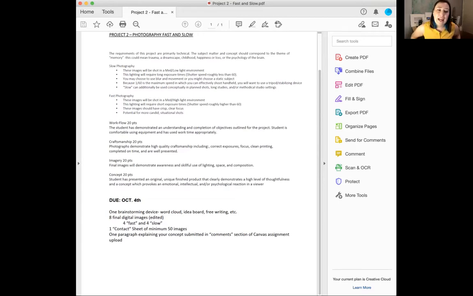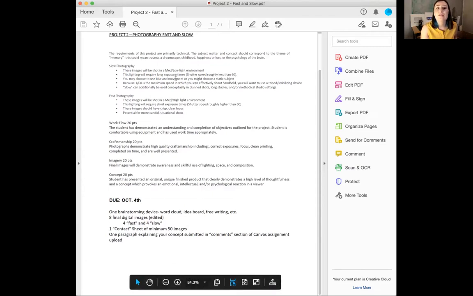You will submit 8 final images, so those should be edited. You should go through that Lightroom workflow to edit those images, but they will be uploaded individually rather than as a composition like the common thread. You should have 4 fast images. So again, review what a fast image is. And you should have 4 slow images. Again, think about what slow images are.